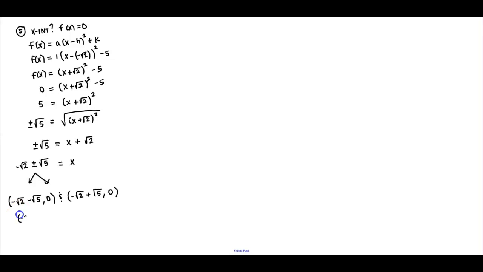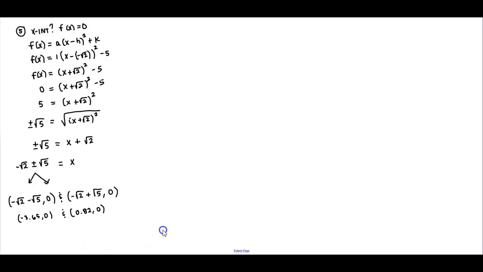So we end up getting negative 3.65, and that's 0. And if we take negative square root of 2, and then we add the square root of 5, then we get 0.820. So those are our x-intercepts.